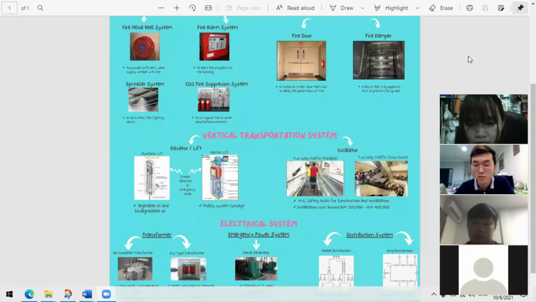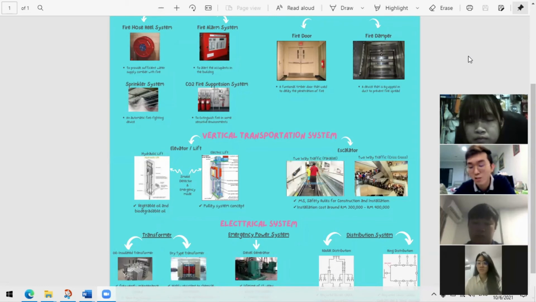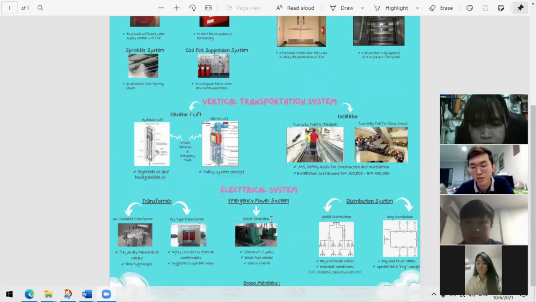And then the most interesting part for the escalator is that the installation cost for each escalator is around 300,000 to 400,000, which almost can purchase a single-storey residential building already. And then imagine that there are around 20 escalators in this shopping mall, so the amount is very big and crazy. So next is about the electrical system.